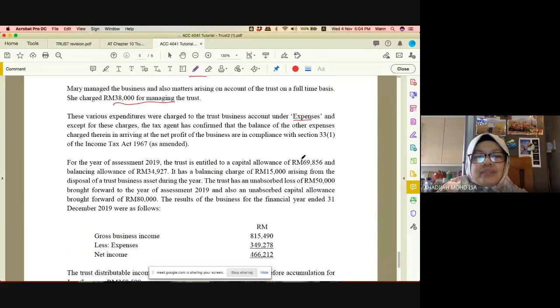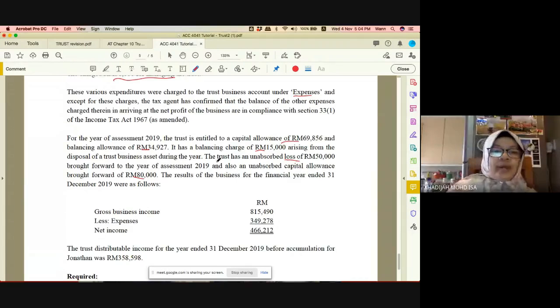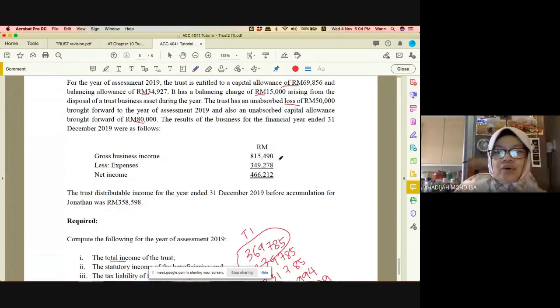For the year of assessment 2019, you have a capital allowance of 69, balancing allowance of 34. And then you have a balancing charge of 15,000. The trust has unabsorbed loss, right? And then unabsorbed CA of 80,000 at year end. Okay, now what you're given is that you have a gross business income of 815,490 less expense. And remember that this expense has two parts: one, the non-allowable expense, and you also have allowable expense, to come to your profit before tax.